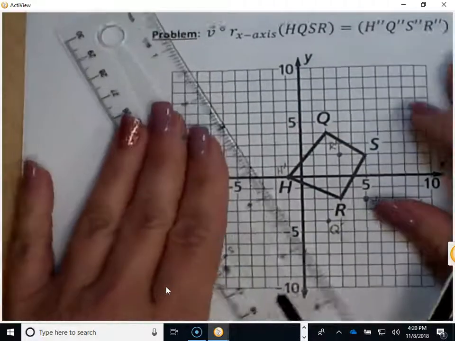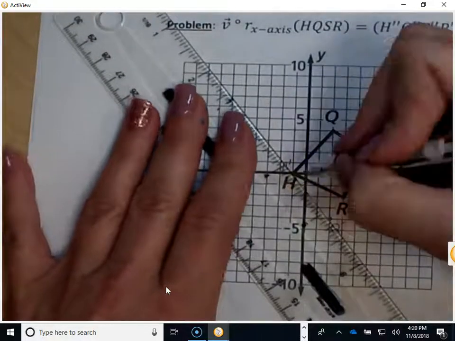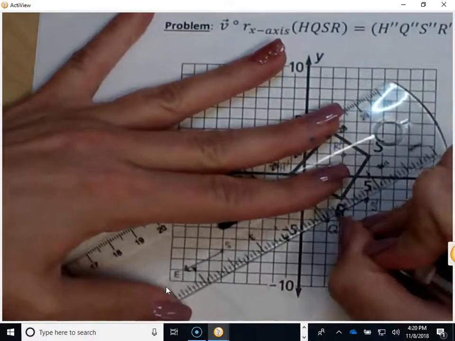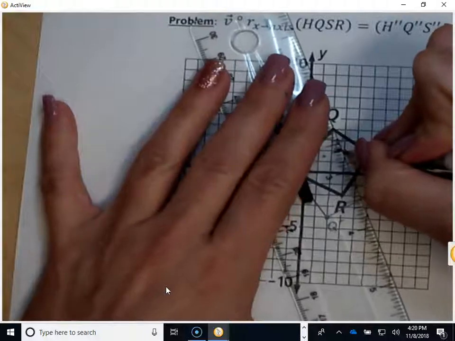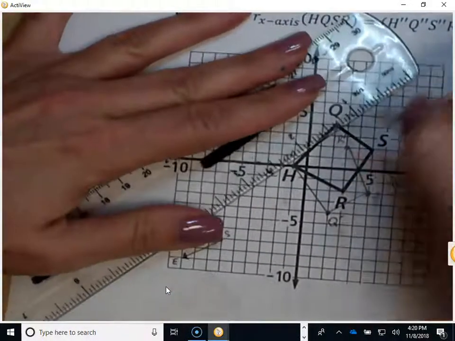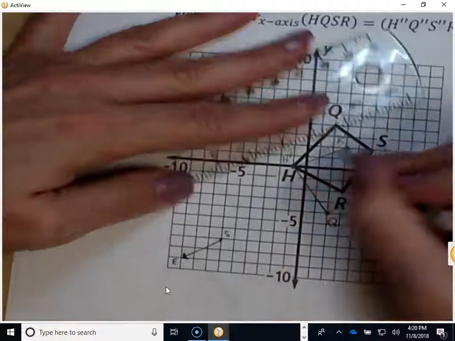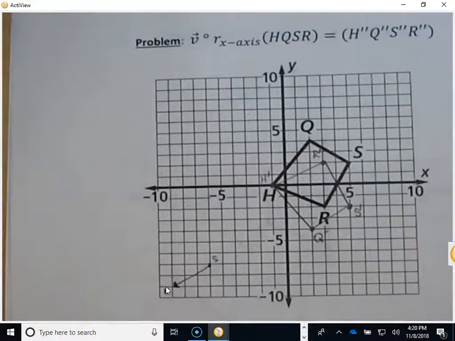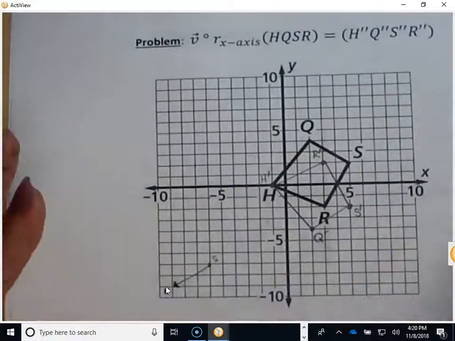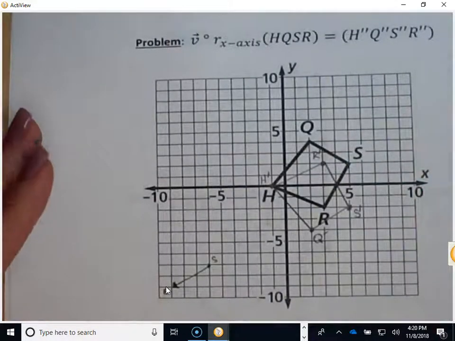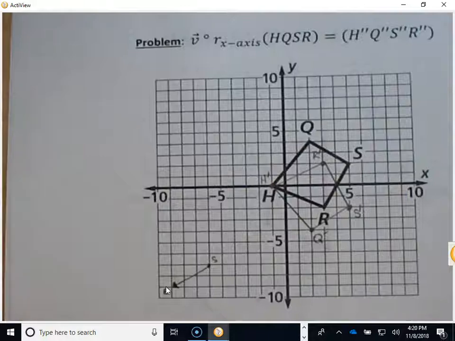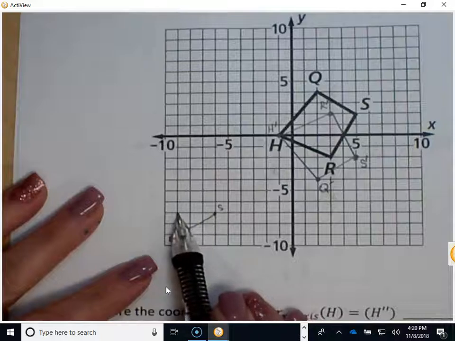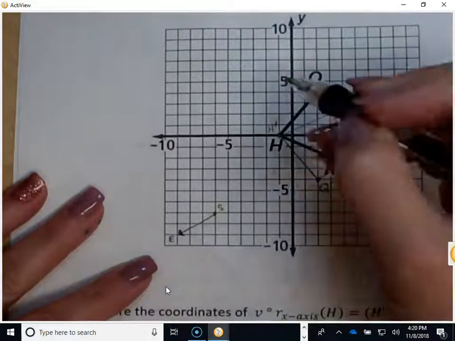Once you have those all on there, connect them using your ruler so it's nice and neat and not sloppy. There you have our reflection. Now we're not highlighting it yet because we got to do our translation vector next. So our translation vector, remember, we're ignoring our pre-image. It's not Q, R, H, and S anymore. Now we're working with Q prime, R prime, S prime, and H prime. So we're doing the translation vector. It looks like from our start to our end, we're going to the left 3, down 2. So do that for all of these.